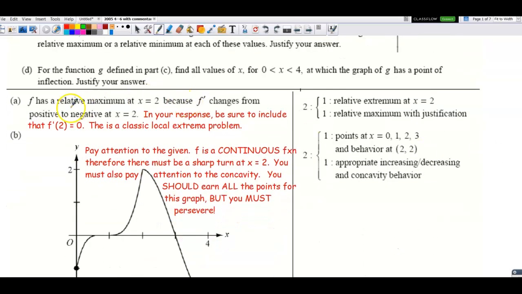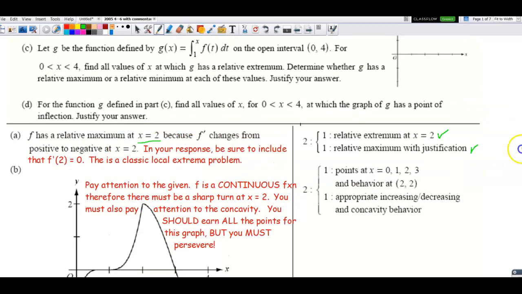So in letter A, f has a relative maximum at x equal to 2 because f prime changes from positive to negative at x equal to 2. In your answer, I would also like you to say that f prime of 2 equals 0. That establishes your critical number. So in letter A, you get 1 point for identifying x equal to 2 as either a local max or min, and you get 1 point for the correct identification of relative maximum with your justification.